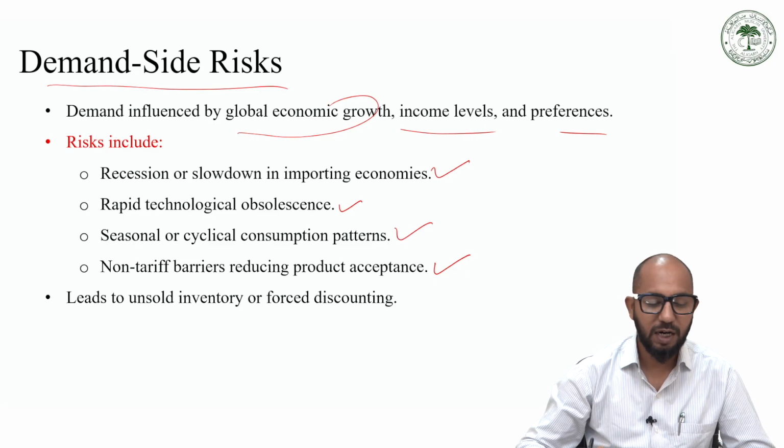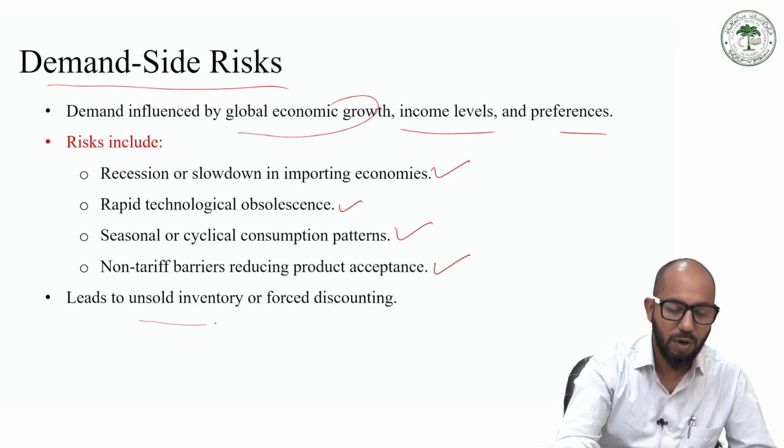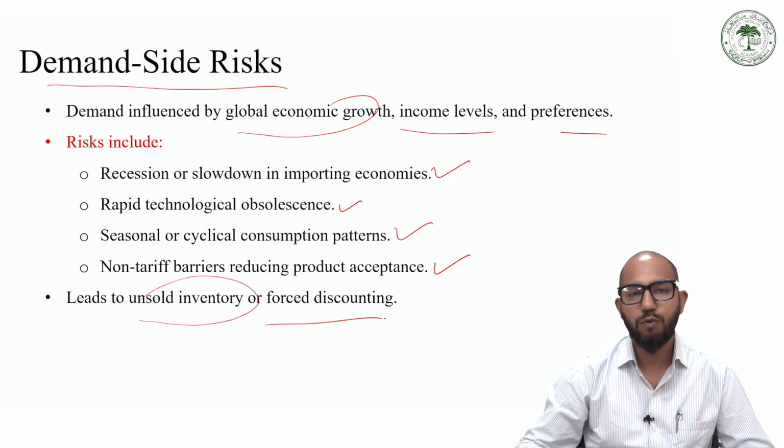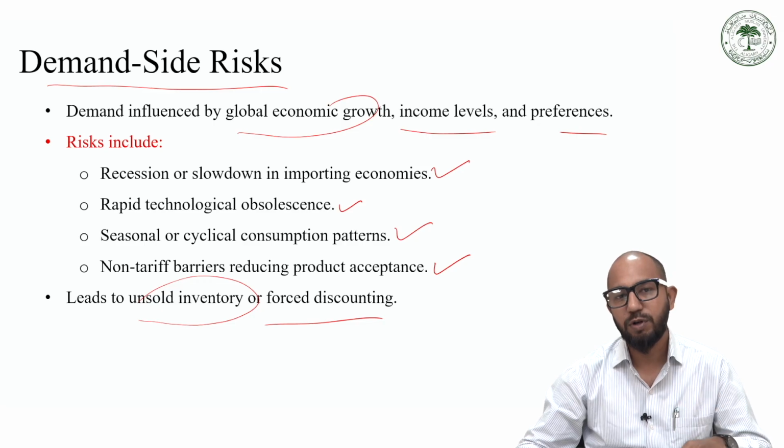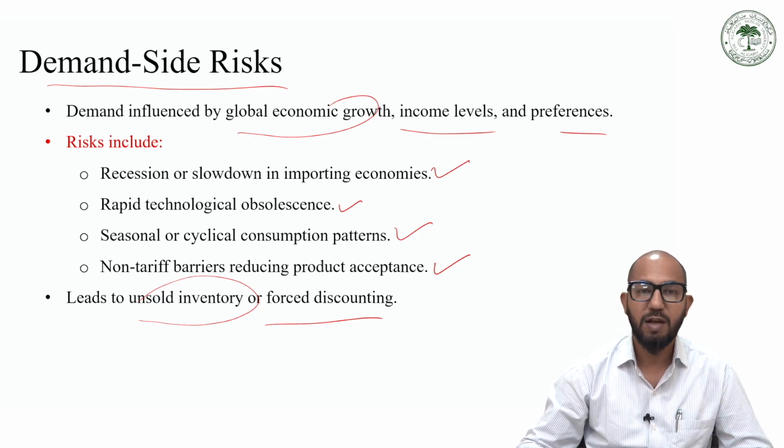So the demand side risk ultimately leads to unsold inventory or forced discounting, where the exporter has to sell the goods at low prices because they have already reached the destination. Otherwise, the cost of bringing back those goods is much higher.